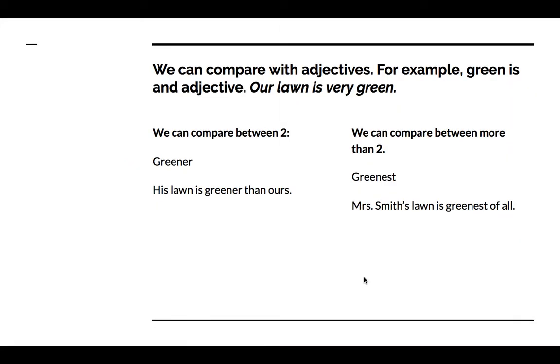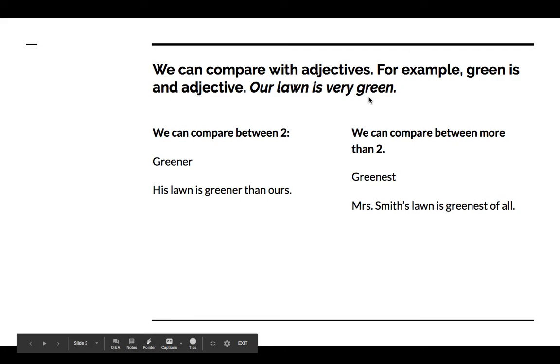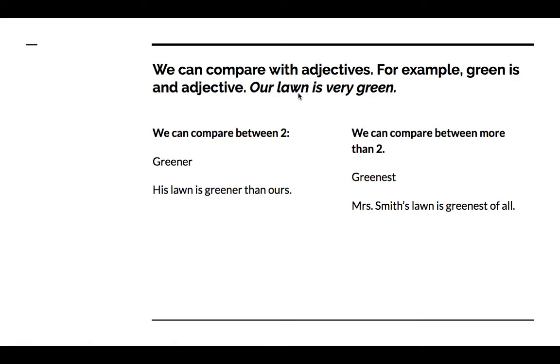Okay, so we can compare adjectives. We can compare two things, or we can compare more than two things. So we can change our adjective to show that we're comparing. Green is an adjective. So look at our sample sentence here. Our lawn is very green. Okay, so green describes what word? Right, it describes this noun, lawn. Lawn is a thing, so that's a noun, and green is describing it. Our lawn is very green.